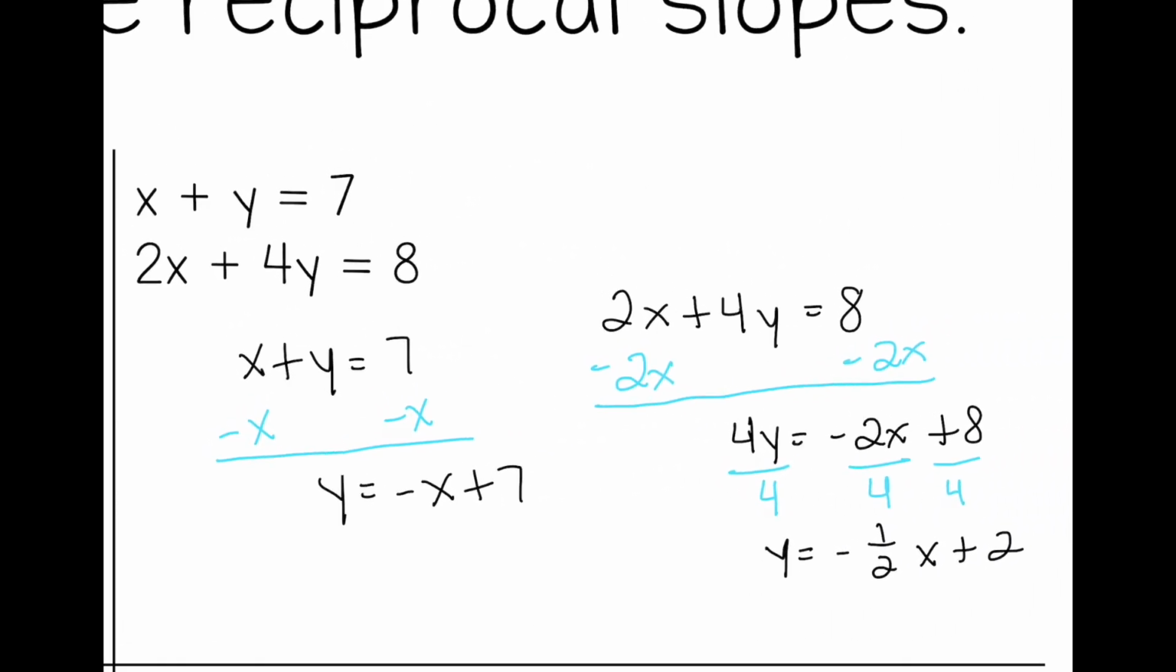So here's an example where we have lines that are not in slope-intercept form. So we had to first convert them. In x plus y equals 7, I just subtracted x from both sides. In 2x plus 4y equals 8, I had to subtract 2x and then divide everything by 4. So from my first equation, I'm getting that I have a slope of -1. And in my second equation, I'm getting that I have a slope of -1/2. So we're not seeing negative reciprocals. They're not equal. These lines are neither parallel nor perpendicular.